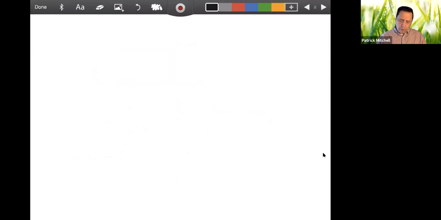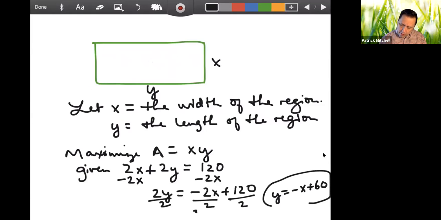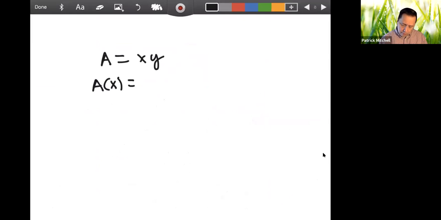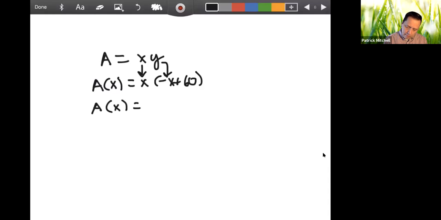So here's what we have. The area is x times y. But now I can write that as a function of just the one variable x by substituting this expression for y. So x stays put, but instead of y, I'm going to put negative x plus 60. So that gives me the area of the rectangle as a function of just x. Let's write it in the normal form by distributing the x. That's going to be negative x squared plus 60x.